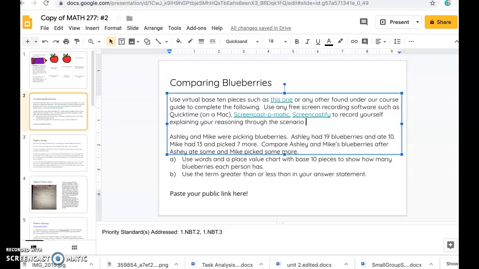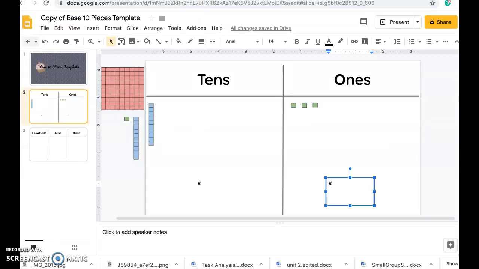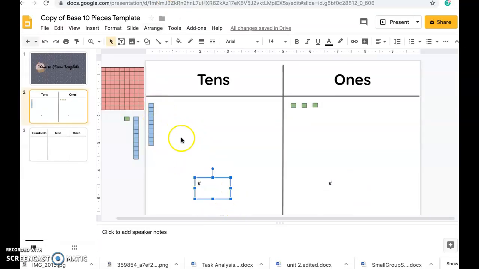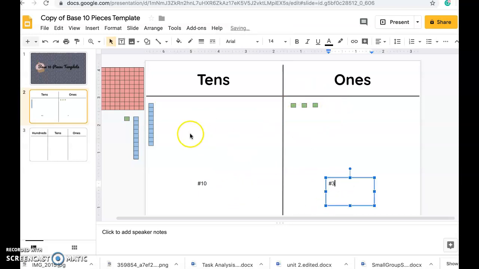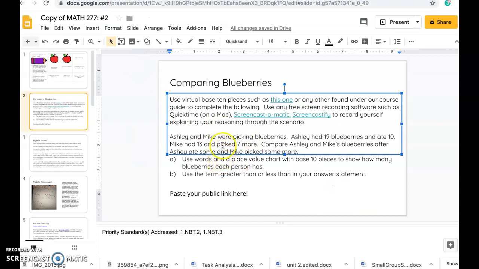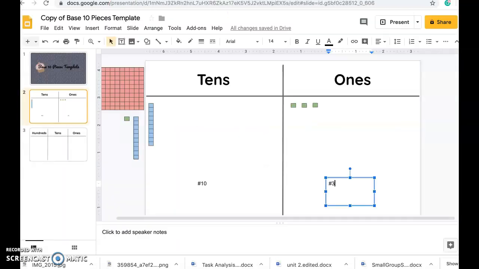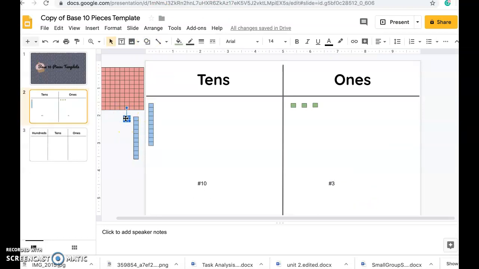Now let's take a look at Mike. Mike had 13. So let's go look at Mike's. As you can see here, 13 would be 10, so a long, and 3 units. So he has 10 here and 3 here. Now it says he picked 7 more. So he's gaining 7 more blueberries. So we need to just add 7 more blueberries.